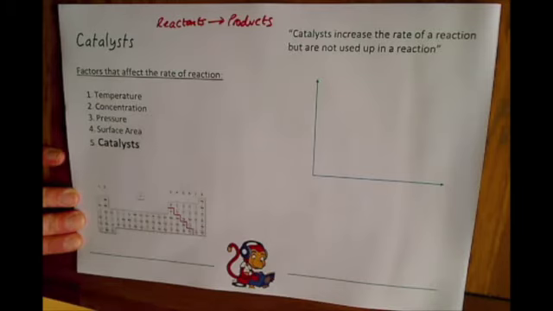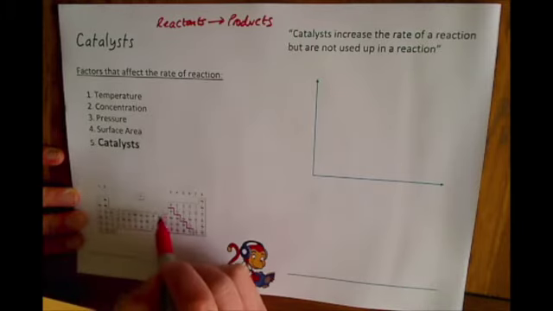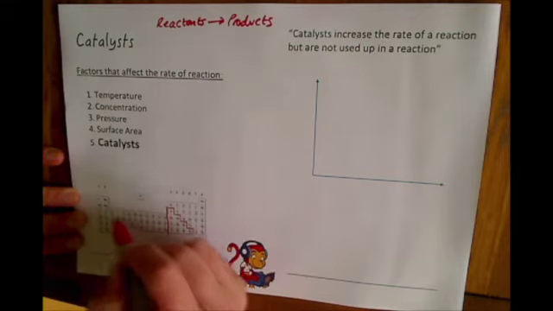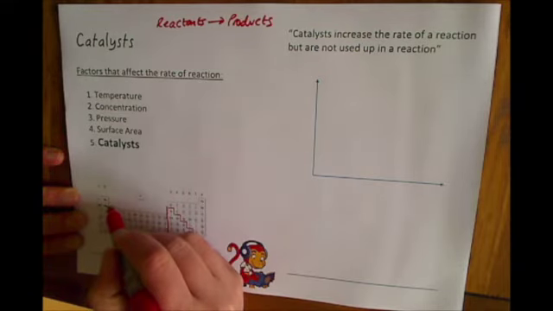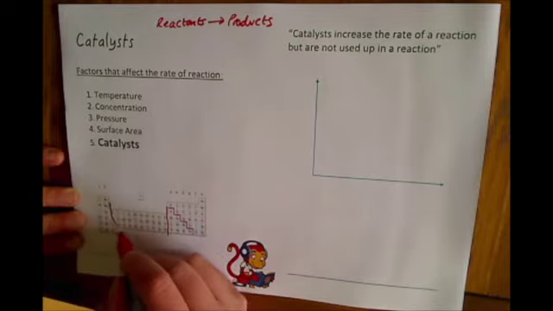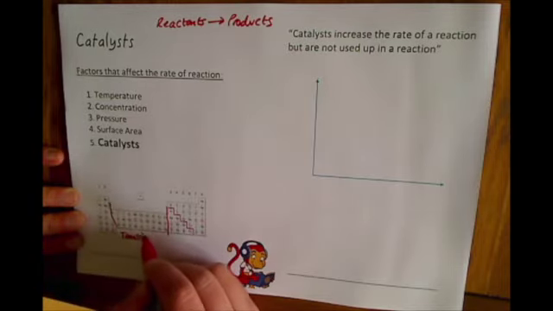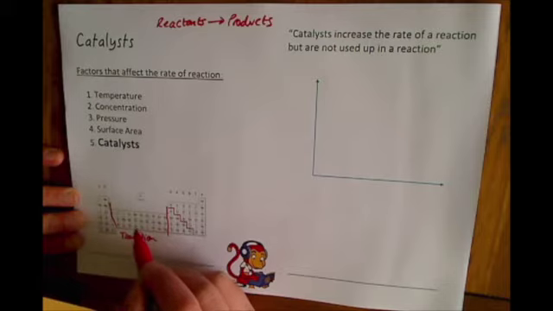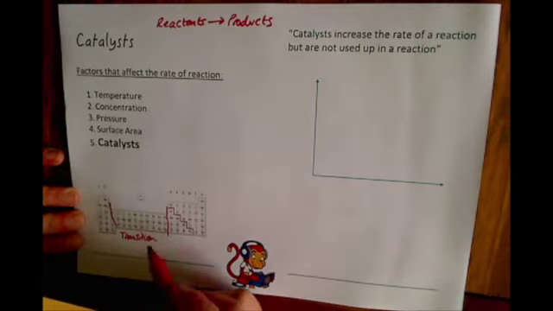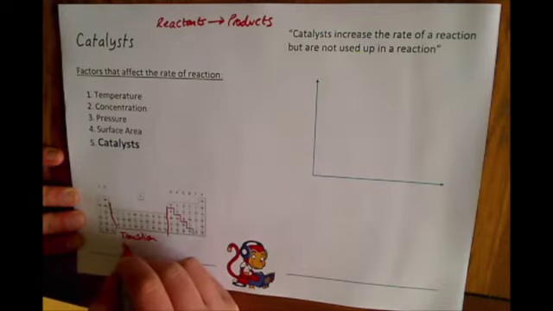So a lot of catalysts are from the transition metals, which are in this middle block of the periodic table. A lot of these transition metals become good catalysts, so things like iron, manganese, nickel and things make good catalysts.